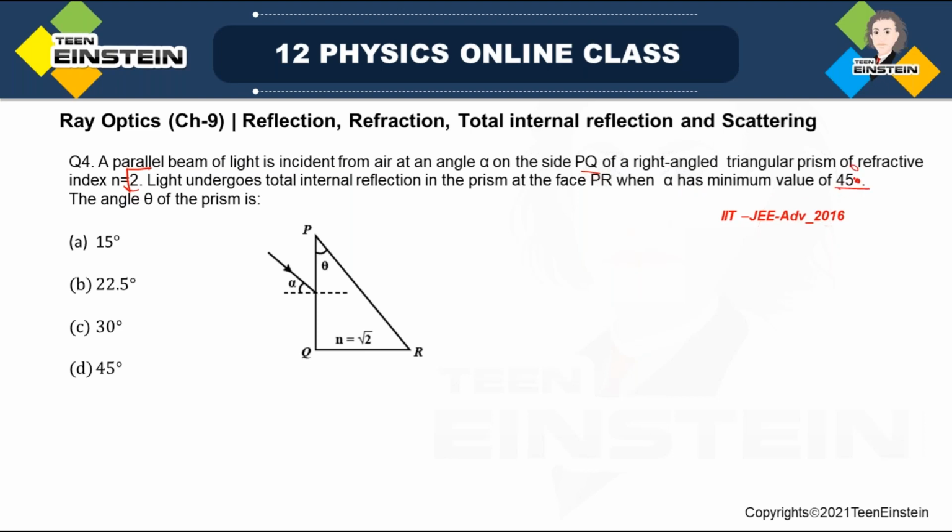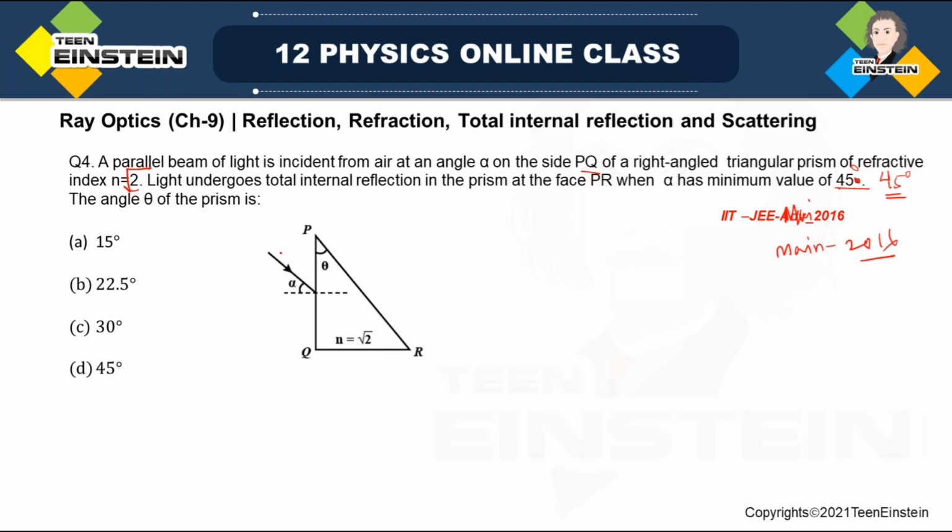When alpha has minimum value 45 degree, then the angle theta, that means the angle of prism, is 15 degree, 22.5 degree, 30 degree, 45 degree. So this is actually JEE Main, not Advanced, Main 2016.